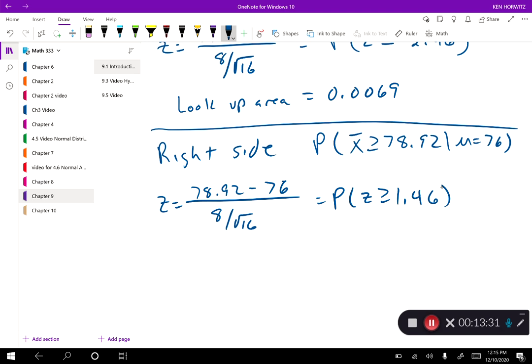But now we need to know the area to the right. So we need to look up the area to the right. Pause the video, look up the area to the right, and hit play again when you have it.